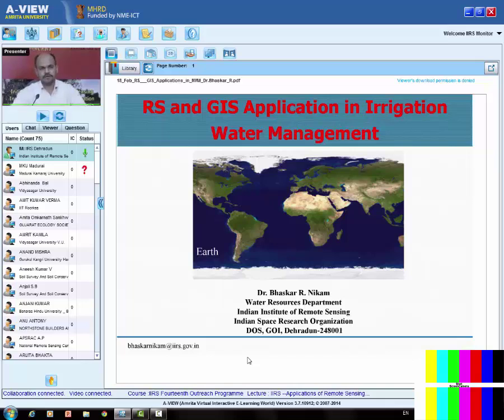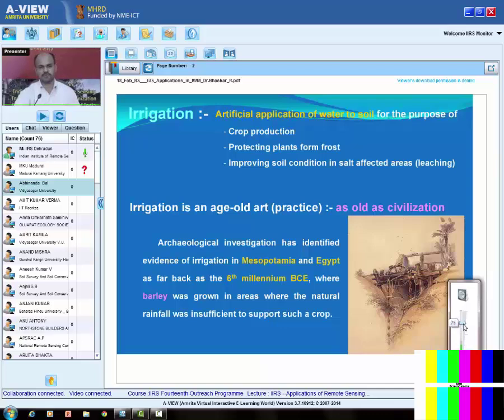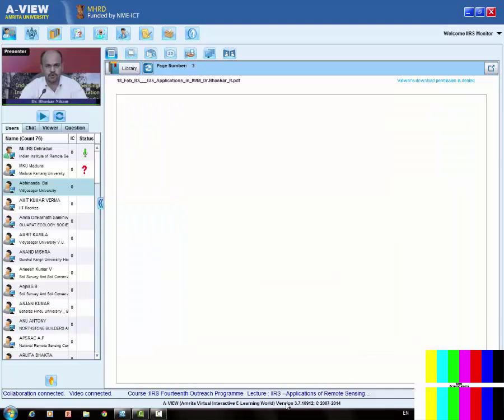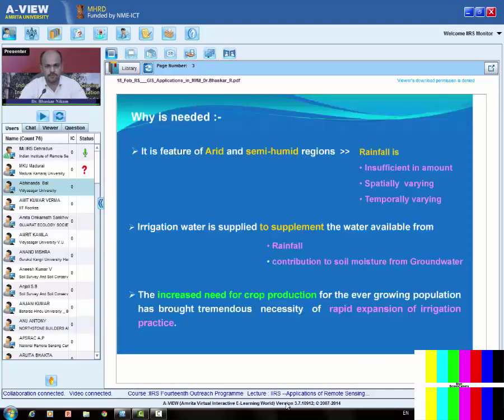Good afternoon, everybody. Today we will discuss remote sensing and GIS applications in irrigation water management. Irrigation is not a very new subject. Irrigation is as old as human civilization. Archaeological findings suggest that there are traces of irrigation systems even 6 million BC, before the Christ era, in Mesopotamia and Egypt, where barley, a water-intensive crop, was grown.